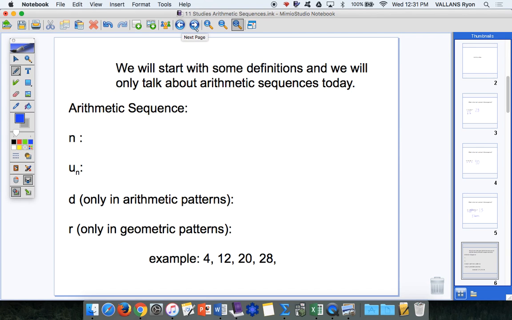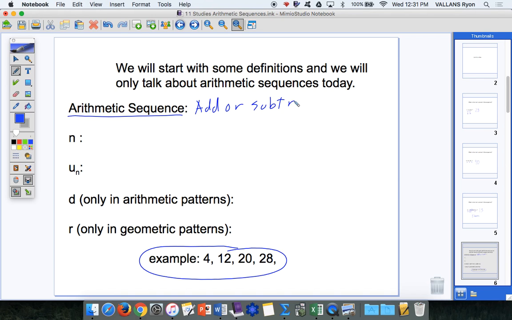So here are some definitions. We'll start with the basic ones. We're going to talk about arithmetic sequences. This is basically the only pattern, and the example that we used in the beginning, where we're adding or subtracting. So to get from one term to the next term, we're adding or subtracting. That brings us to our first definition of n. This is the term. I'm going to use the bottom as an example. So if I say n equals 1, I'm talking about the number 4. n equals 2, n equals 3, n equals 4, it keeps going on. So that's just the term.